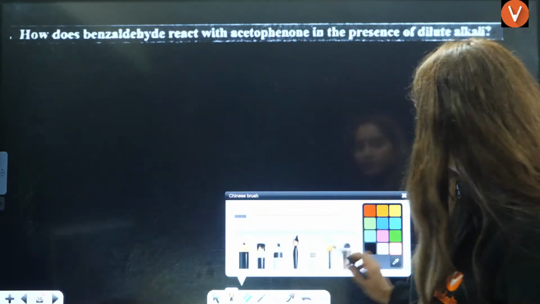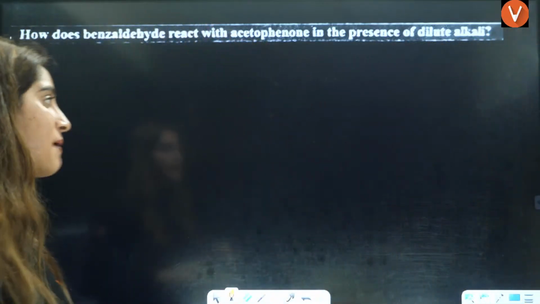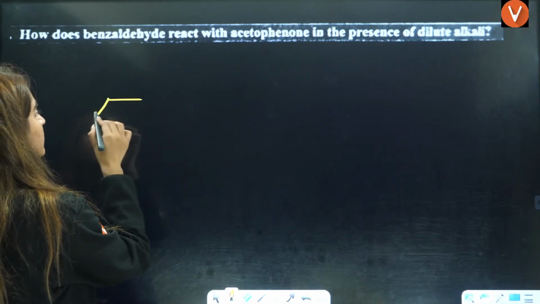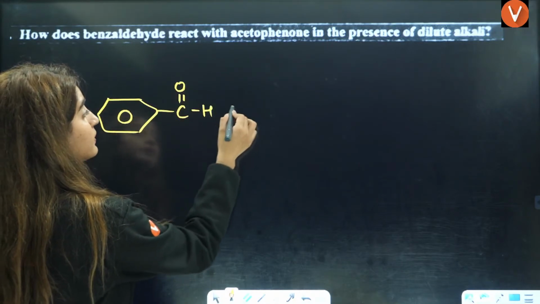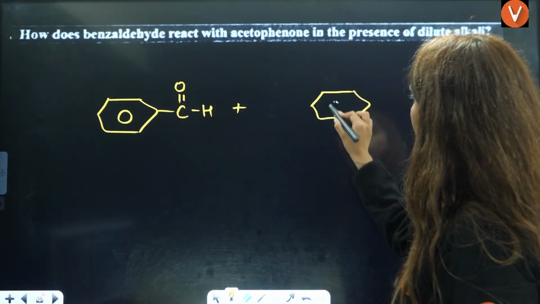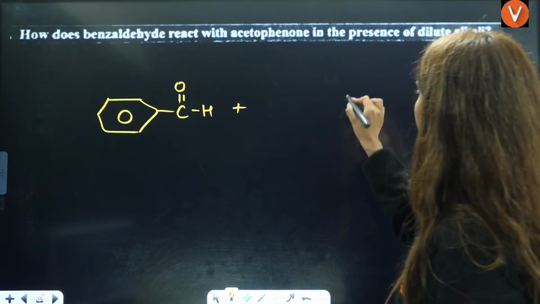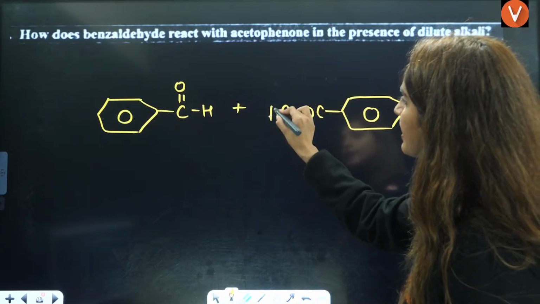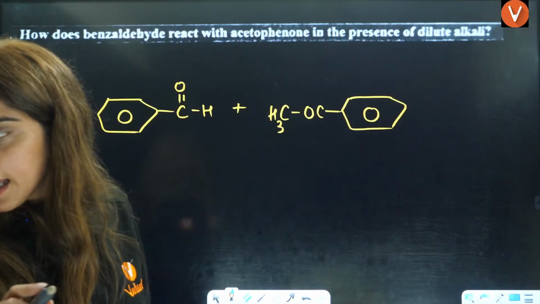Next, this is basically the Cannizzaro reaction. How does benzaldehyde react? I'll just draw it here. This is benzaldehyde, which does not have any alpha hydrogen. This is acetophenone, COCH3. Okay, I'll just draw it like this. This is benzene, this is CO, this is CH3.